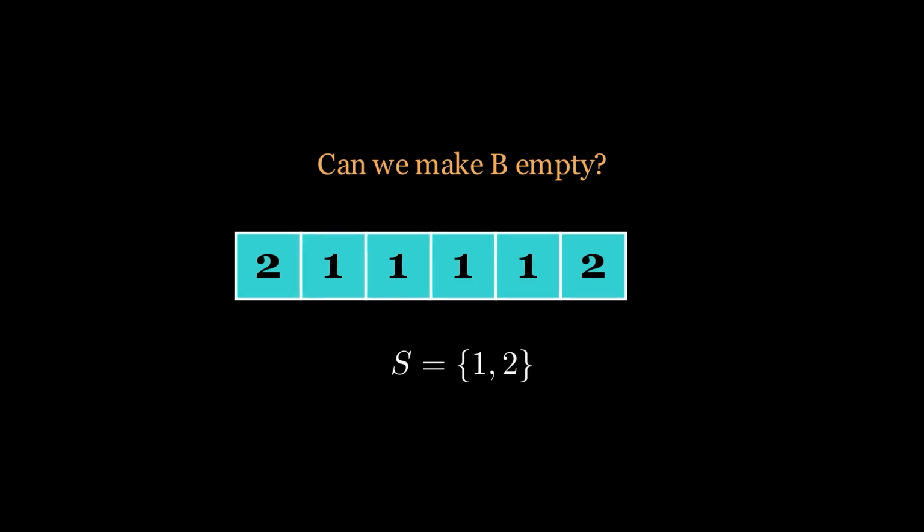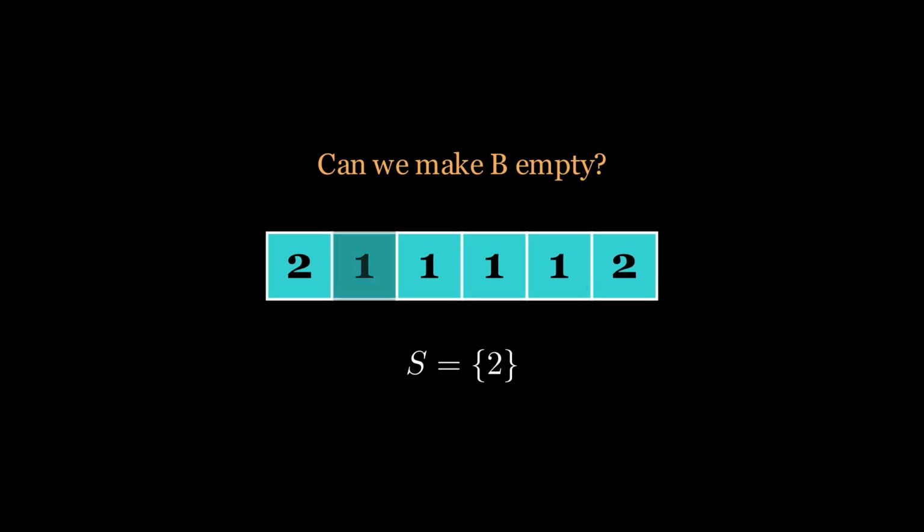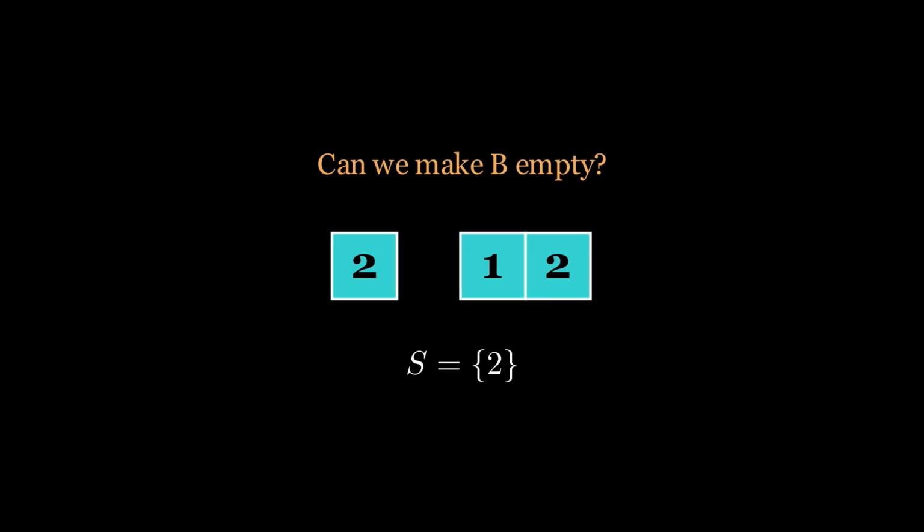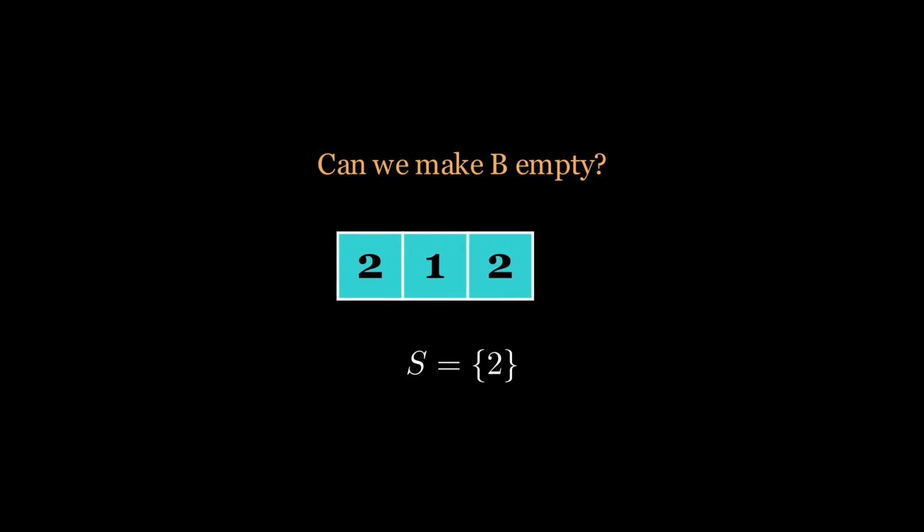Let's look at the array B equals 2, 1, 1, 3, 3, 1, 1, 2. S would be equal to {1, 2, 3}. First, we can select 3 and delete the middle two 3's. Then the array becomes 2, 1, 1, 1, 1, 2. Then we can select 1 and make the array 2, 2. Finally, we can select 2 and make the array empty.